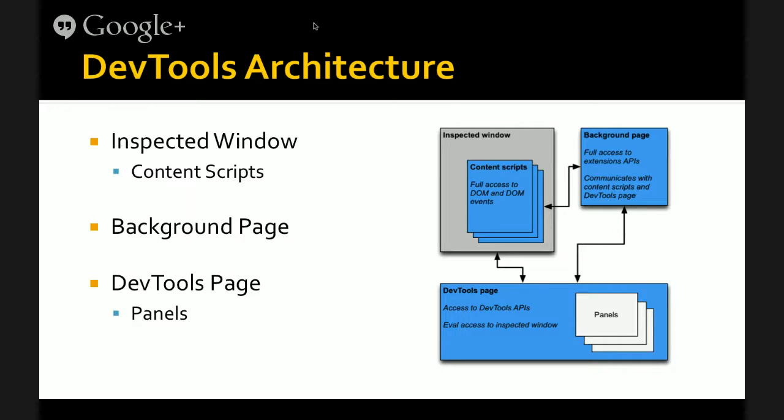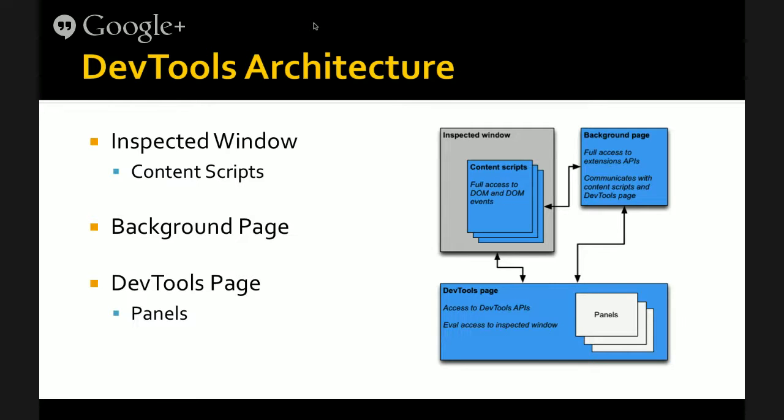And the architecture for a Chrome extension has 3 parts. There's the inspected window, which you see in the upper left in my diagram. That's physically the application that's running in the browser. So in my case, that's my Sencha Touch app. And your Chrome extension can run code in the context of the inspected window. And that happens in one of 2 ways. I'm going to get to that in just a minute.